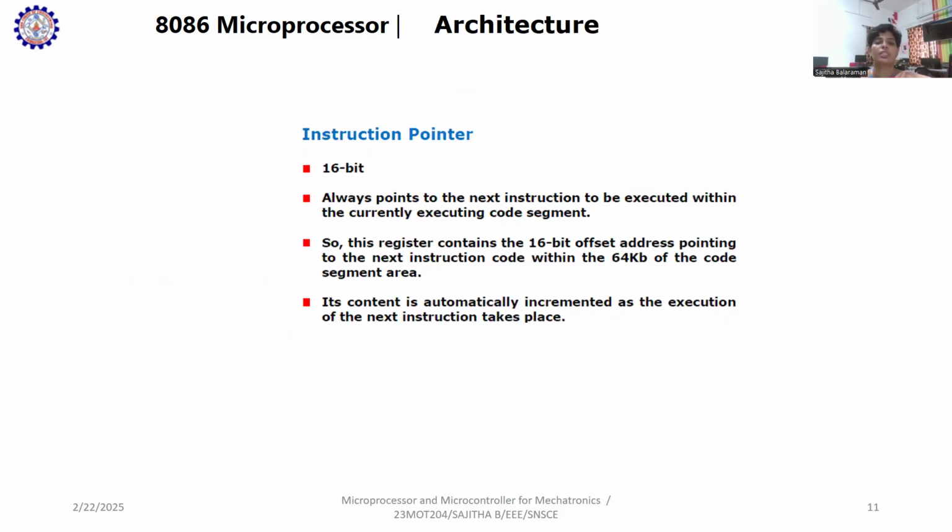Coming to the next pointer, that is the instruction pointer, it is 16-bit and always points to the next instruction to be executed within the currently executing code segment. This register contains the 16-bit offset address pointing to the next instruction code within the 64 KB of the code segment area. Its content is automatically incremented as the execution of the next instruction takes place.